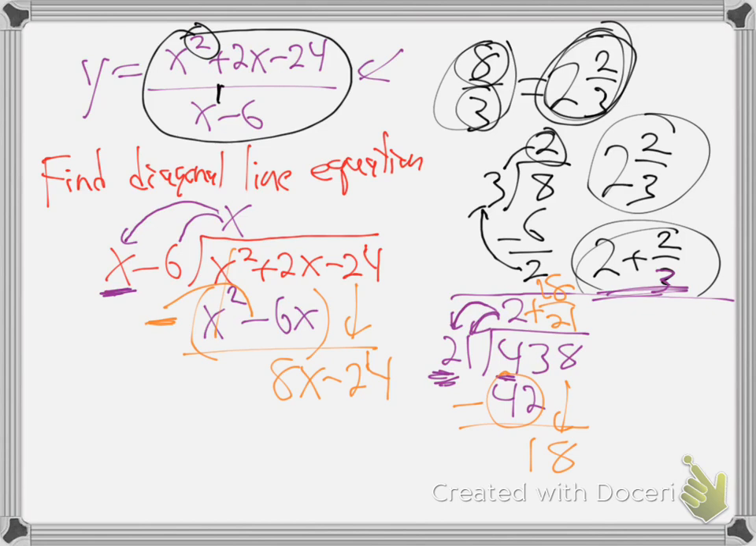Now, how do you know when you're done? When the bottom is lower than the divisor, it's called. When the remainder is lower than the divisor, you're done. So how about us?